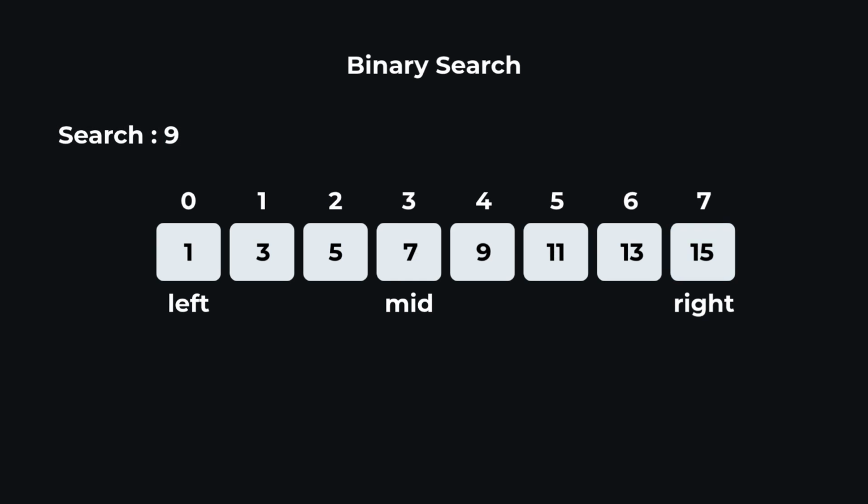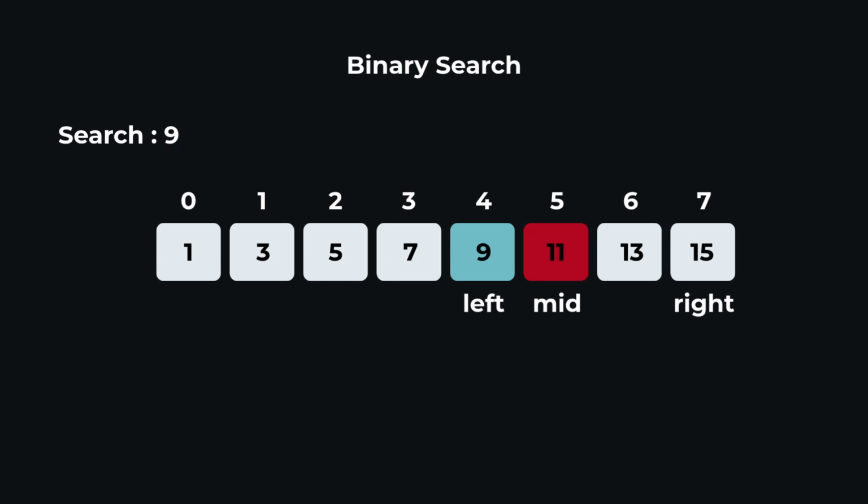For example, imagine you have a sorted array with numbers 1, 3, 5, 7, 9, 11, 13, and 15, and you want to find the number 9. First, set left at the beginning and right at the end of the array. Then calculate mid using left plus right divided by 2. The number in the middle is 7. Compare 7 with 9. Since 7 is smaller, we discard the left half and keep only the right.